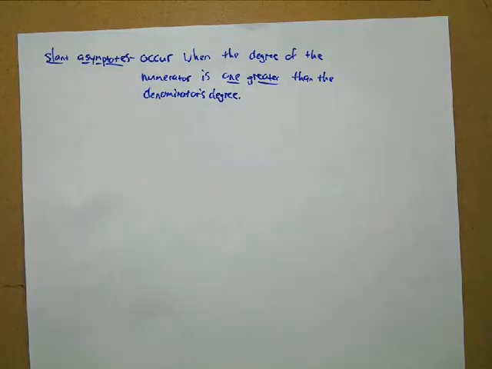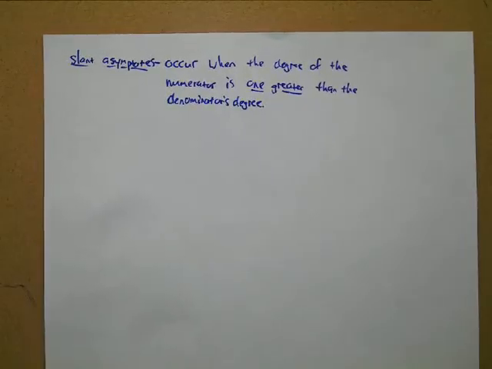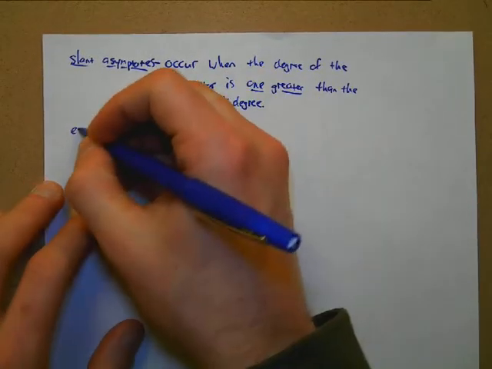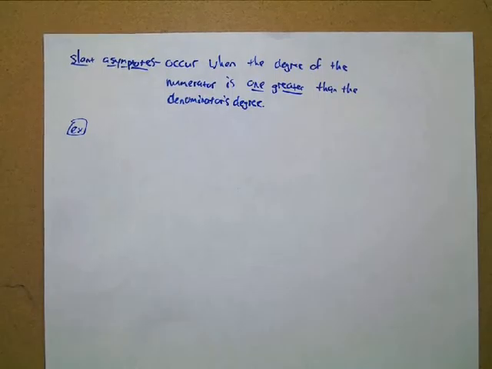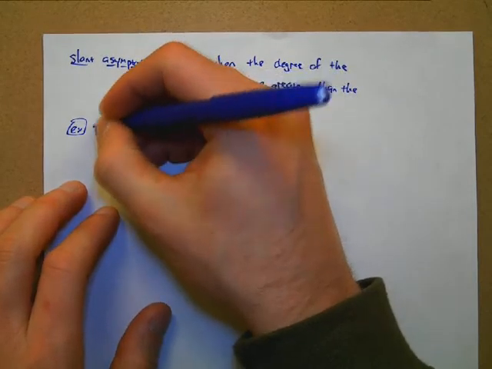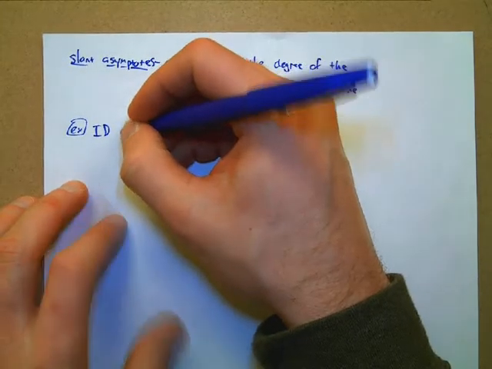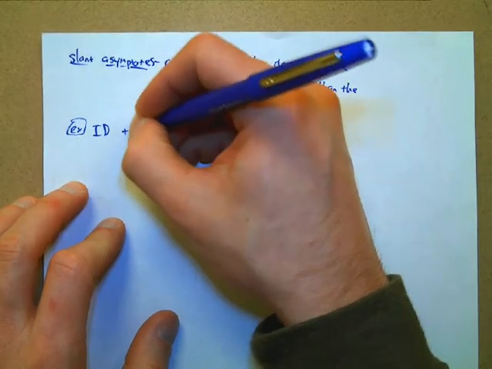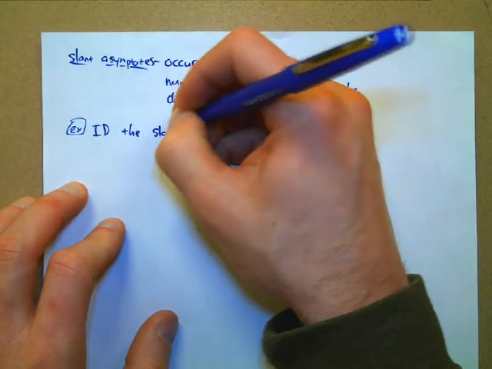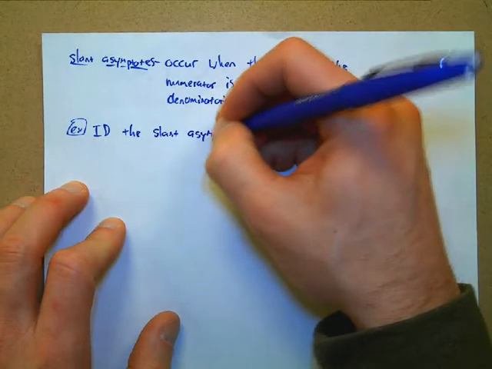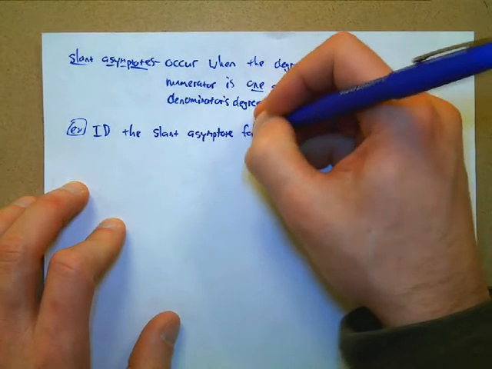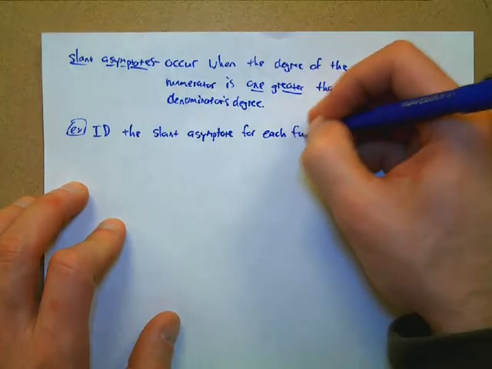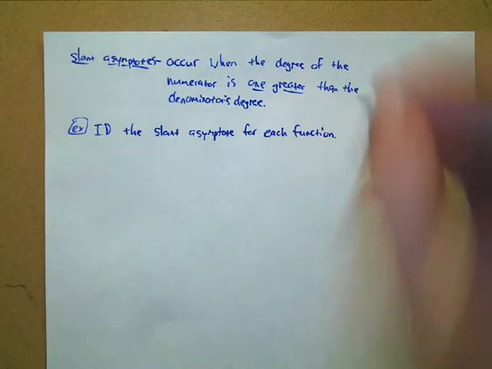Alright. So we'll just jump into an example of finding a slant asymptote, and then we'll do a problem with a slant asymptote in it. So, identify the slant asymptote for each function. Okay. So it's all well and good to know when a rational function has a slant asymptote, right? You can identify it. But then coming up with the equation for an asymptote is a little bit trickier, right?